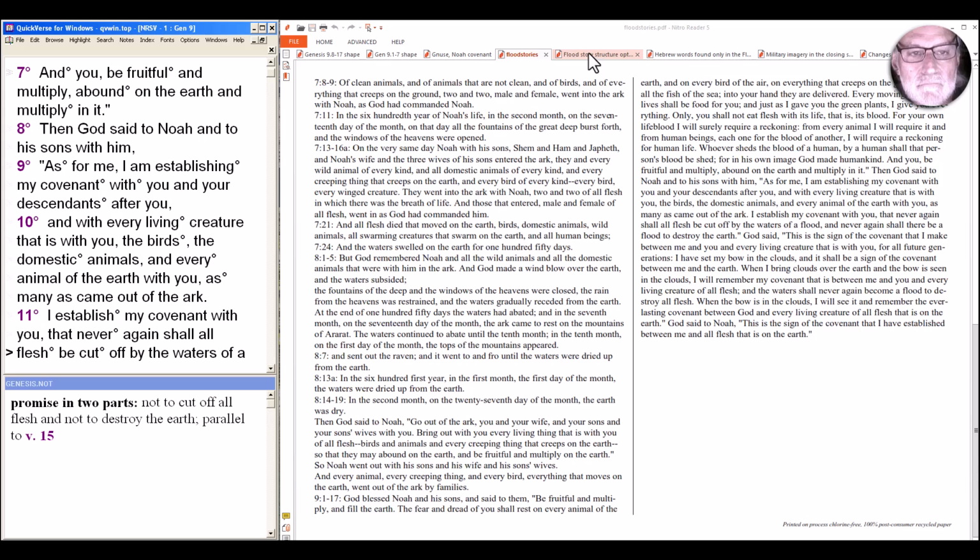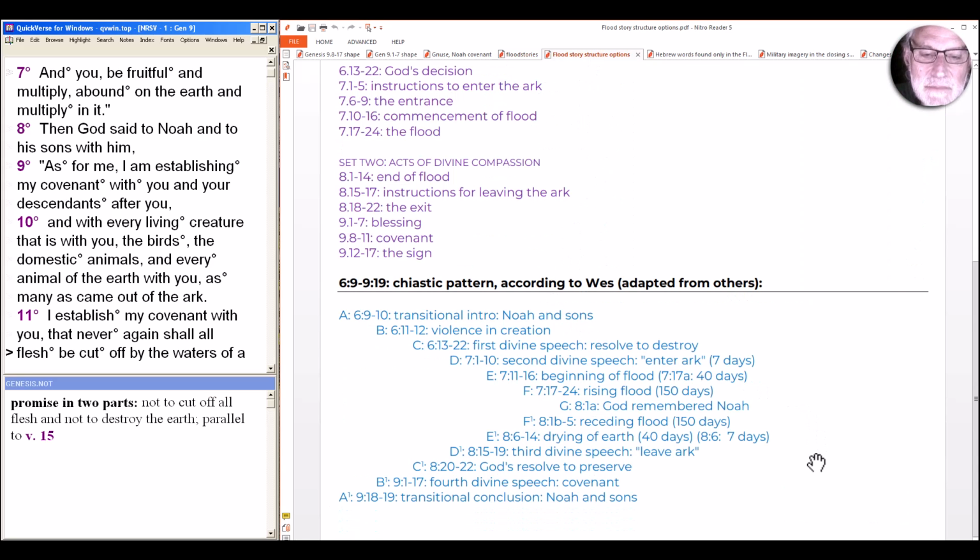In addition, the structure of the whole story we've been looking at is shaped into these various chiastic or other patterns. A chiasm, if you're not familiar, as you can see here, is where the beginning and the end parts mirror, and the central part is what's really brought into focus, like a bullseye target for archery. And so we see down near the bottom, the B prime part we've been working through in two sections now, this section of the fourth divine speech covenant, which parallels the violence and creation section back in 6:11-12. And that traditional conclusion, which is technically not part of the flood story as such, is still part of the story of Noah and his sons, and that mirrors the part of the beginning of the transitional introduction of Noah and his sons. So that's one way to look at it.